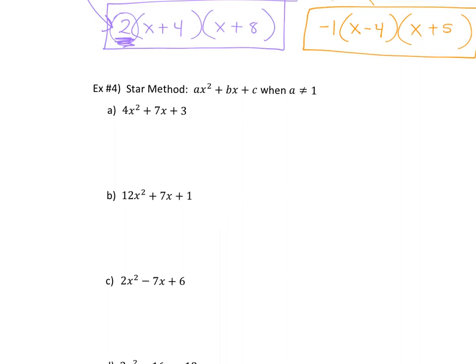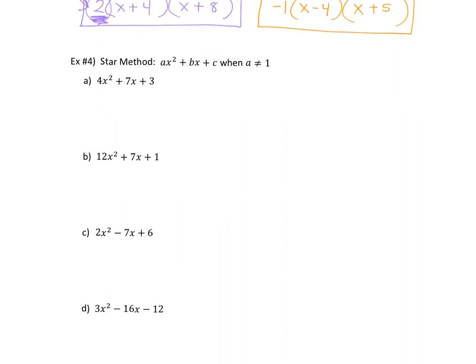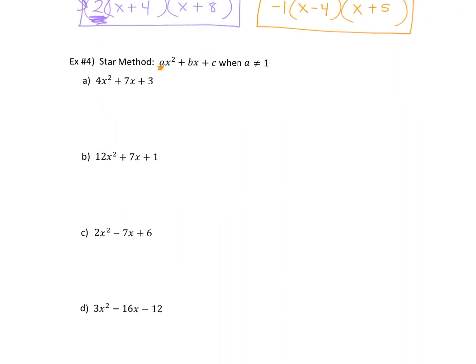Example 4. Now we're going to do star method where our a term isn't a 1 anymore. And it's really not much different. The setup will look very similar. You just won't have a 1 in the a place anymore. So here's what you do. You set up your star. Your top number is these two, your a and your c, multiplied together. So 4 times 3 is 12, and then b is 7.